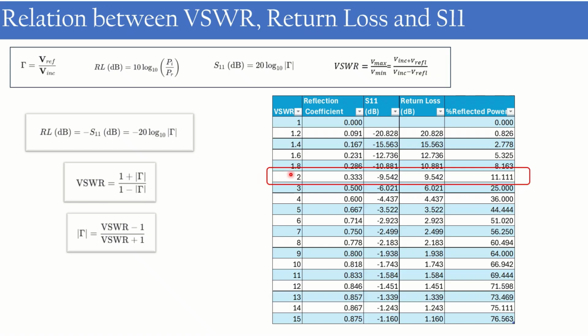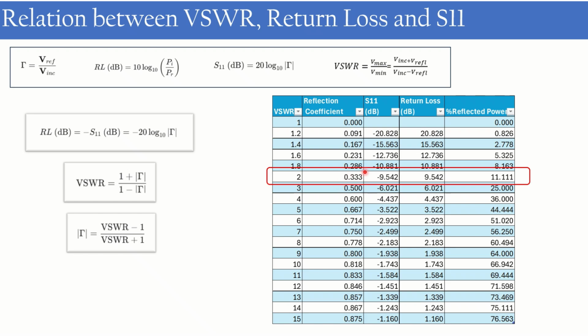If the VSWR is from 1 to 2, it is considered okay, and if the reflection coefficient is from 0 to 0.33, it is okay. Any value of S11 less than minus 10 dB is okay, and any return loss value higher than 10 dB is okay. That means that if the reflected power is less than 10%, it is considered okay. So these are the acceptable conditions for the antenna feeding.